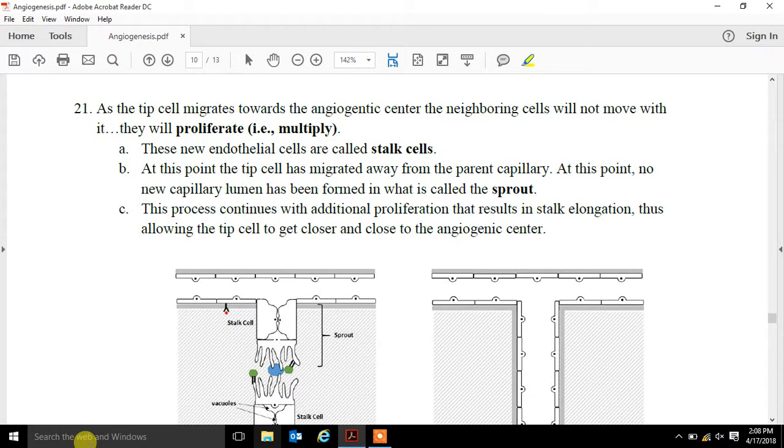So that's all just starting out. That's just the tip cells and their nice little filopodia. As this progresses, that tip cell begins to further migrate towards that angiogenic center, and the neighboring cells don't necessarily move with it. They proliferate, so they multiply, and we get new endothelial cells. These new endothelial cells are called stalk cells.